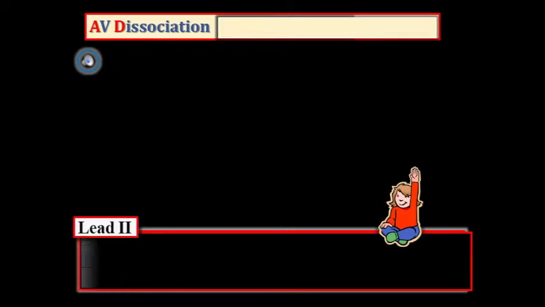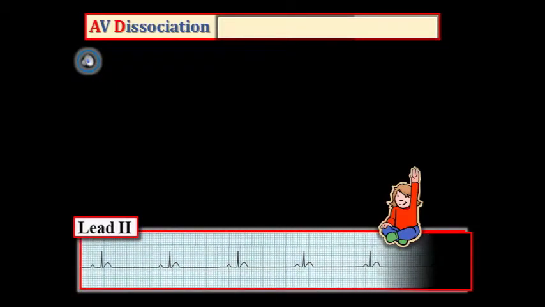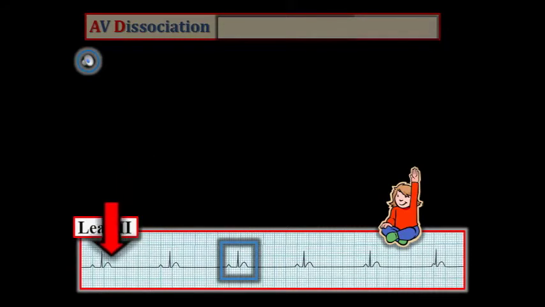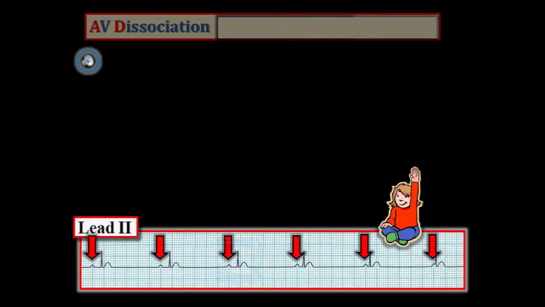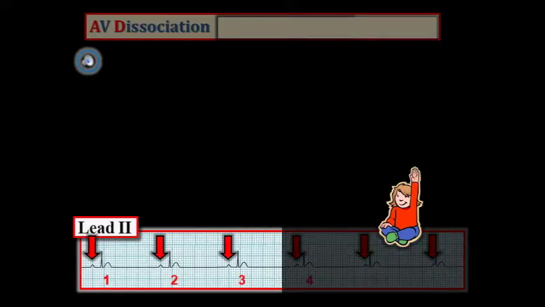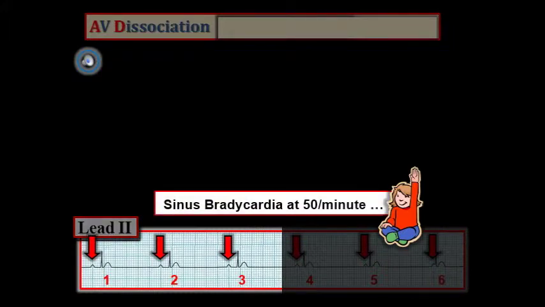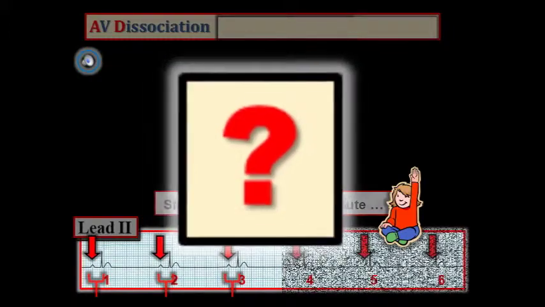What's happening here? The QRS complex is narrow. Regular sinus P waves are seen throughout the tracing, albeit at the relatively slow rate of 50 per minute. If we focus on the first 3 beats in the tracing, the rhythm begins with sinus bradycardia, as the QRS complex for each of the first 3 beats is preceded by an upright P wave with a fixed and normal PR interval, red brackets. But then, what happens?